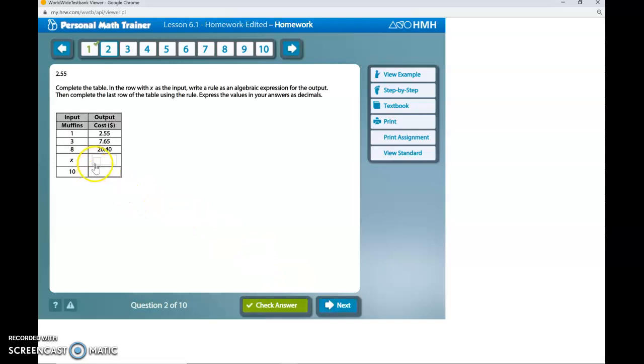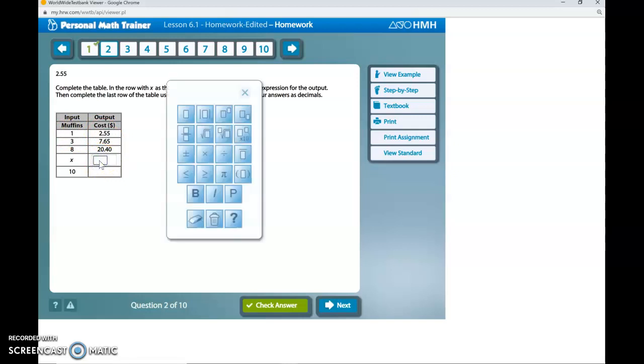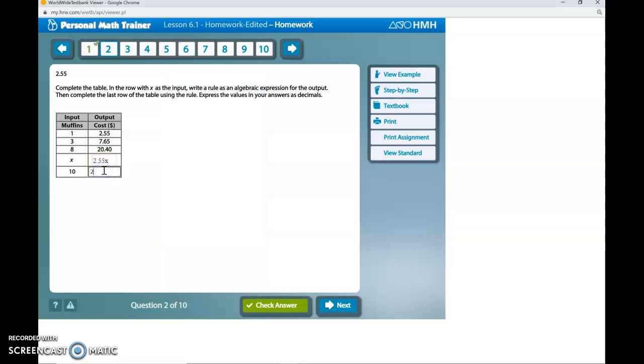All right, same thing here. Now we're talking about muffins, and it even tells us one muffin costs $2.55. So for my rule, I'm going to write 2.55x. And then in the last box, it asks how much 10 muffins cost. So 10 times 2.55 is $25.50.